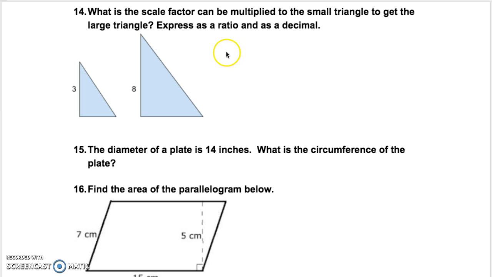I don't care if you do the fraction format of the ratio, using the word "to" or using a colon, just as long as you have it as a ratio, and then once you do that, figure out what that ratio is as a decimal.